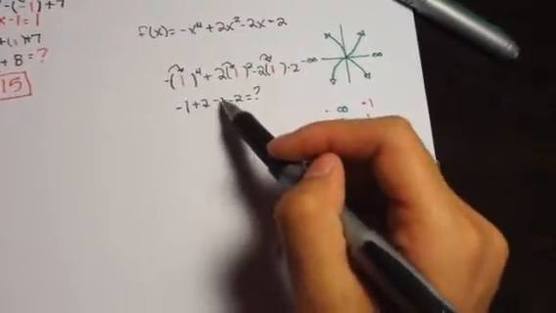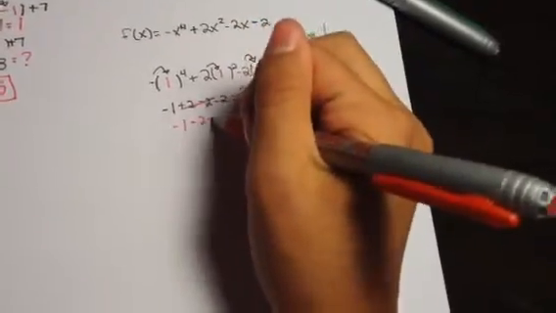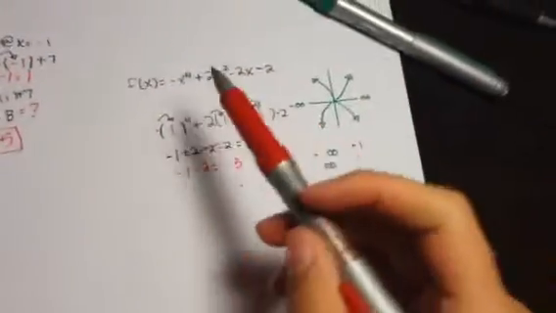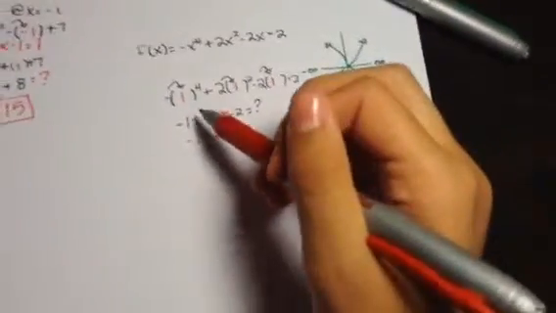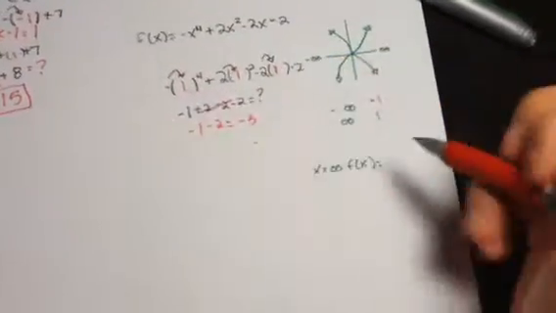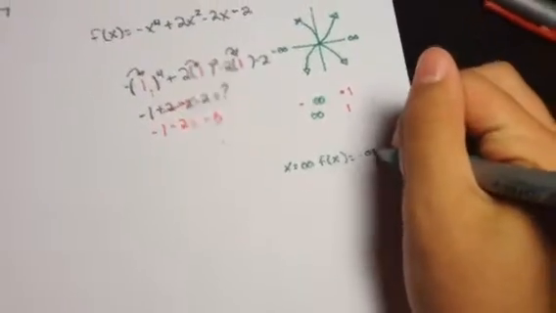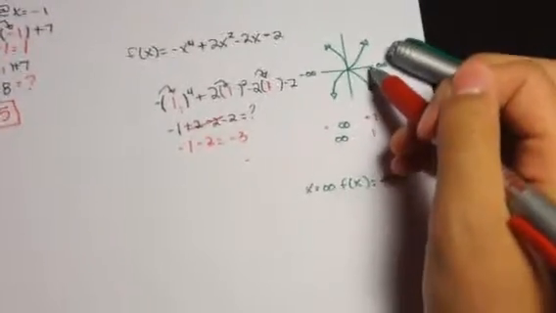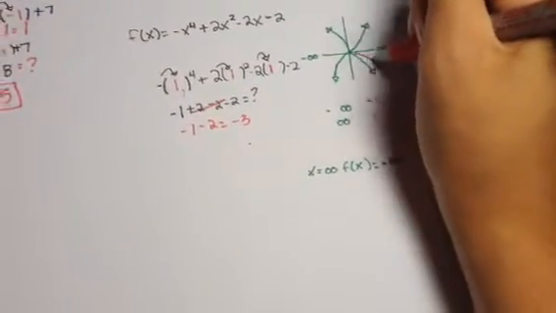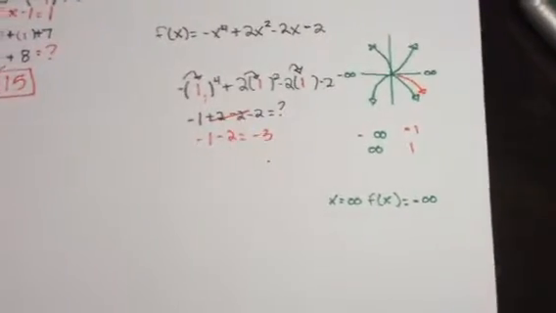+2 and -2, these two cancel out. Then I have -1 minus 2 gives me -3. So as x gets closer to positive infinity, f of x equals negative infinity. So as we get closer this way on the graph, y will go down. Take a minute to write that down.